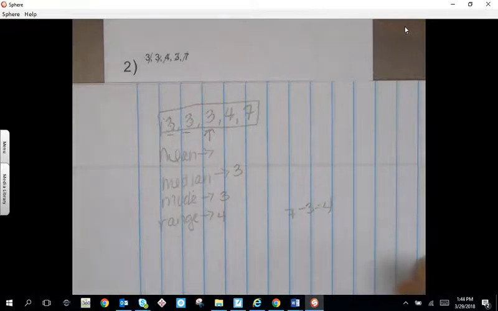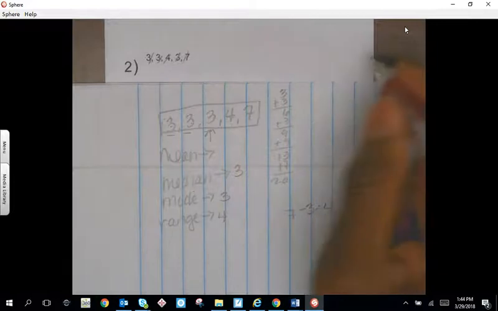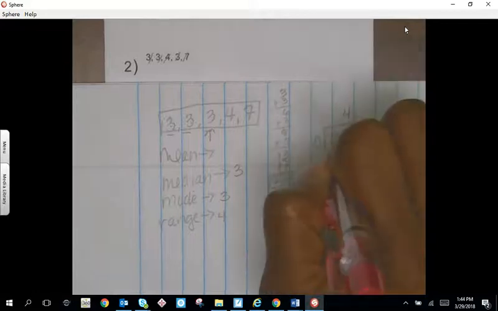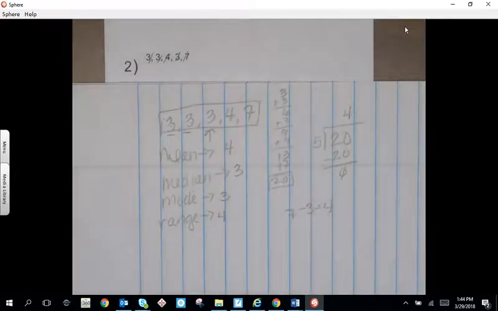And remember, for the mean, I got to add them all up. So 3 plus 3 is 6. Plus 3 is 9. Plus 4 is 13. Plus 7 is 20. I want to divide that total by however many numbers I added up. I had 1, 2, 3, 4, 5. 20 divided by 5 is 4. These answers should always fall somewhere in between your smallest number and biggest number. If they don't, then you definitely want to double check and see if you did everything correctly.